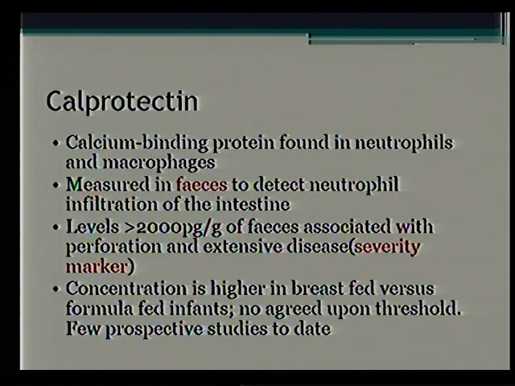So calprotectin is one of the calcium binding proteins found in neutrophils and macrophages. It is measured in the feces to detect neutrophil infiltration of the intestine. Again, higher levels indicate more severity of the disease. So again, it is one of the severity markers. That is, the higher the level of calprotectin, the more severe is the damage to the intestine.